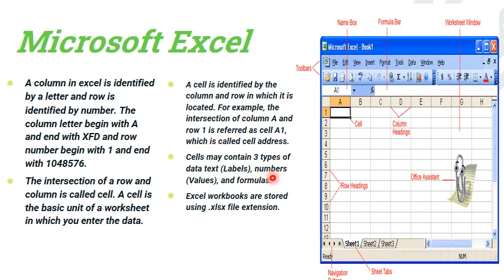Cells may contain three types of data: text, also known as labels, numbers, also known as values, and formulas. Excel workbooks are stored using the .xlsx file extension. Whenever you are saving the file with any name, the extension of the Microsoft Excel software is .xlsx.